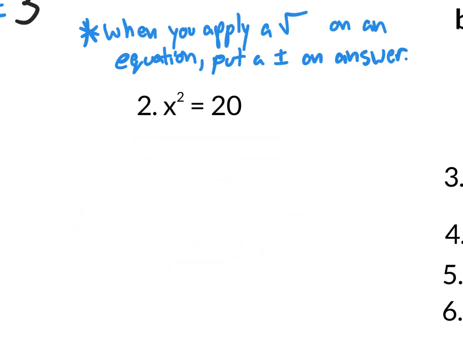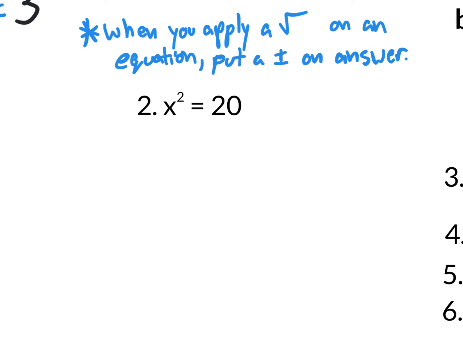There we go, I rearranged things. Now let's do this next question, number 2. We have x squared equals 20. So yes, you could subtract 20, and then you could identify your A value, your B value, which is no B value, and your C value of negative 20, and you could use the quadratic formula. But why would you do that when you could apply a square root?